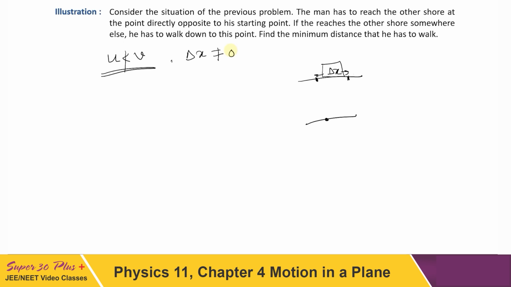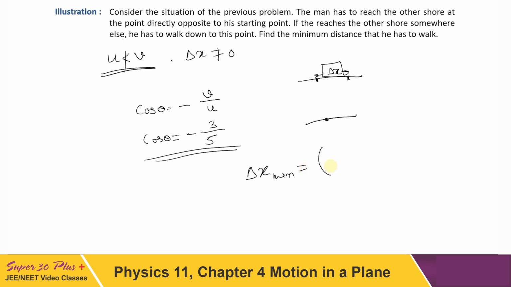Then what is the other case? If u is more than v and still if drift has to be minimum, then cos theta should be equal to minus v upon u. In that case it would be minus v, which was given 3, and u as 5. So cos theta has to be equal to minus 3 by 5. This is the value of cos theta, but it is asking for minimum distance. So let us first calculate that one. Delta x minimum. Of course we know that this time it cannot be equal to 0. So let us calculate its minimum possible value.